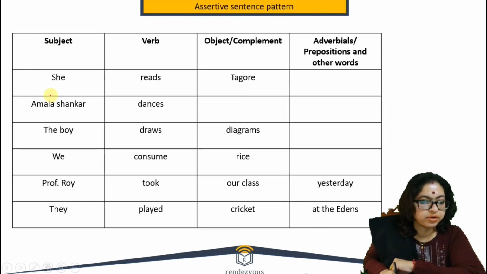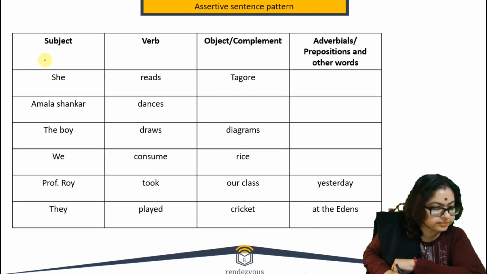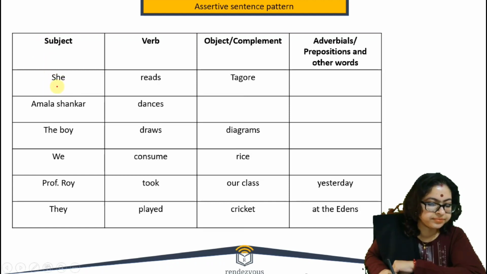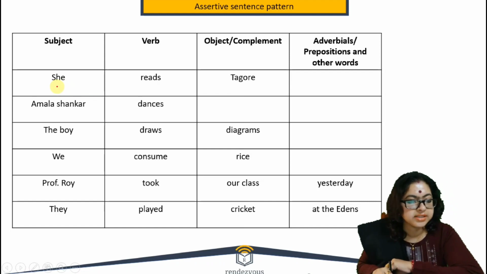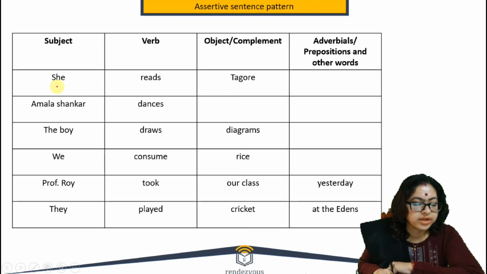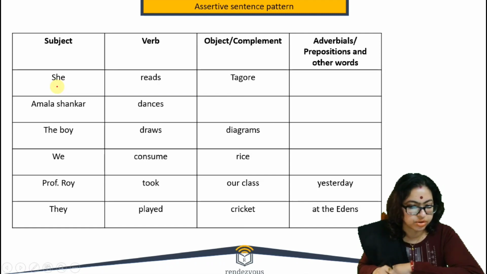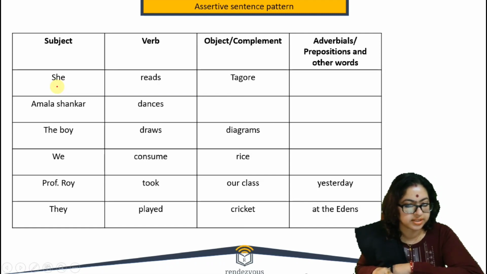For example, number 1, she reads Tagore. Here, she is the subject, reads is the verb, and Tagore is the object. Now, if you question the verb by what or whom, what you get is the object. So if you question the verb here, she reads Tagore, what does she read? She reads Tagore. So Tagore is the object.